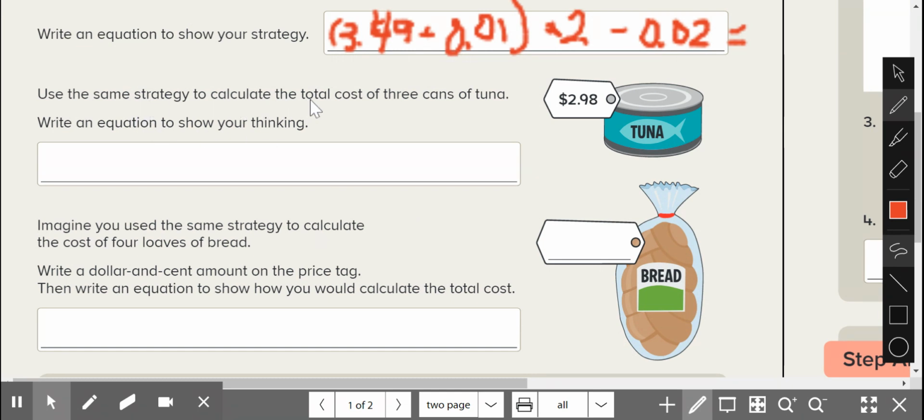Use the same strategy to calculate the total cost of 3 cans of tuna. Write an equation to show your thinking. In this case, where I said right here I could have shown a little bit more of an equation, I'm going to show that extra part on this problem right here, because I have more than 1 penny that I'm going to be working with. I'm closest to $3. How close am I? 2 pennies. I've got 2 pennies, and I'm right there. So I'm going to first of all start. I've got $2.98. I'm rounding it up by 2 pennies.